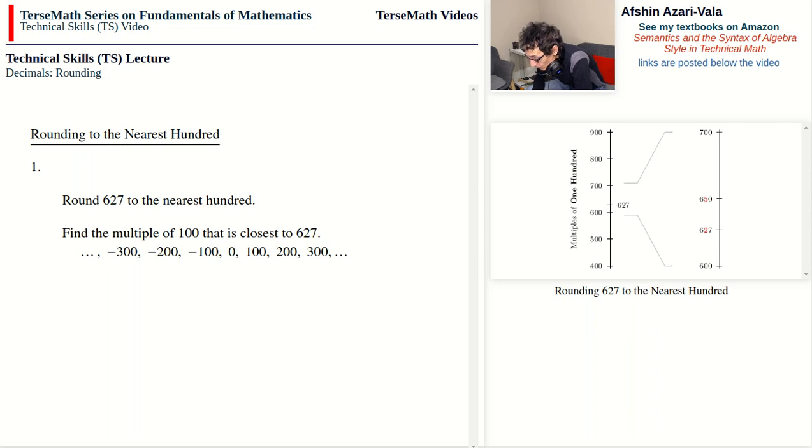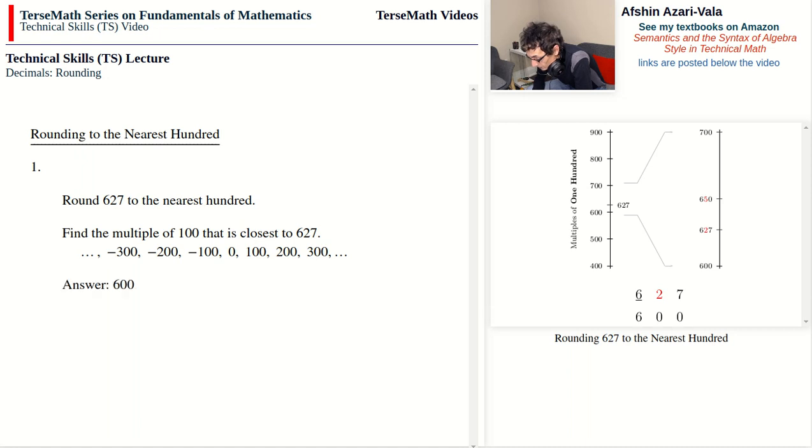And therefore all we have to do is follow the same algorithm. We are rounding to the nearest 100 now. We look at one digit that follows. If it's less than 5, we are below the halfway point, and therefore 6 does not change. We get 600.